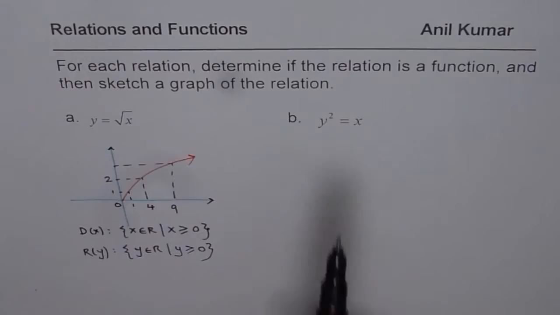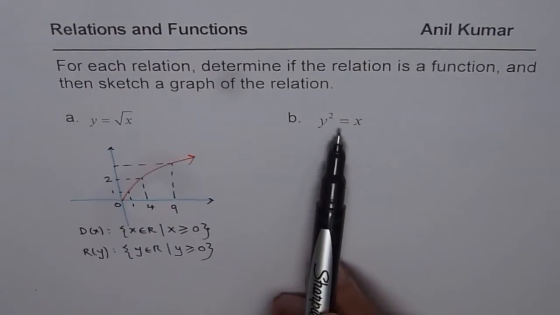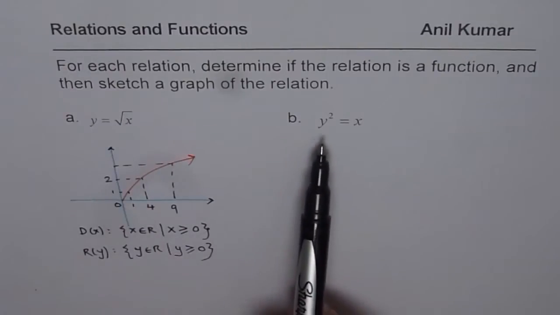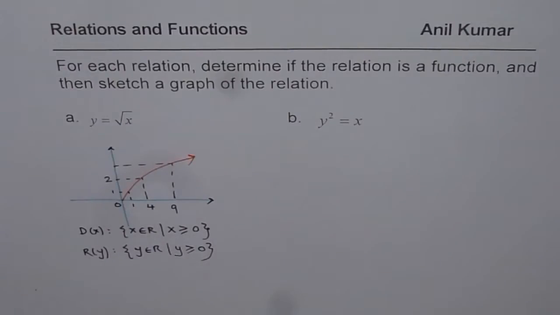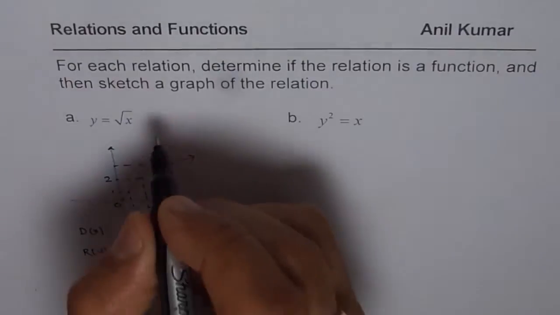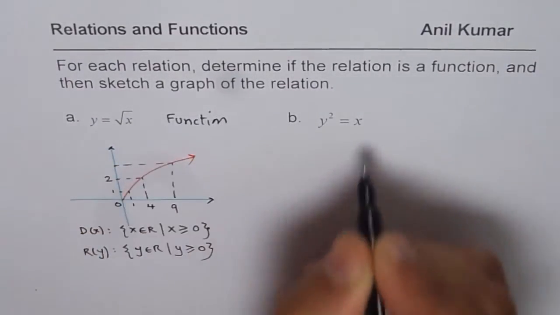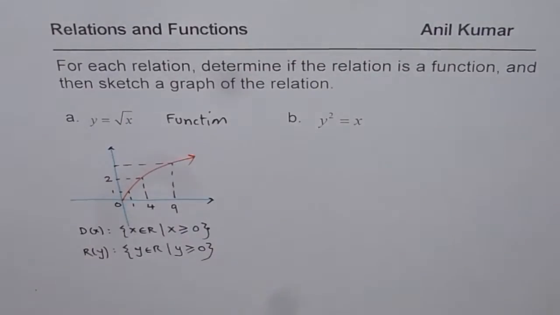Now let us analyze the second part, which is y square equals x. Now if you square both sides, what do you get? You get y square equals x. So some of you might expect that this should also be a function, right? Which will be wrong, correct? So what we really found here is that part A is a function, and in part B, we need to figure out whether it is a function or not.